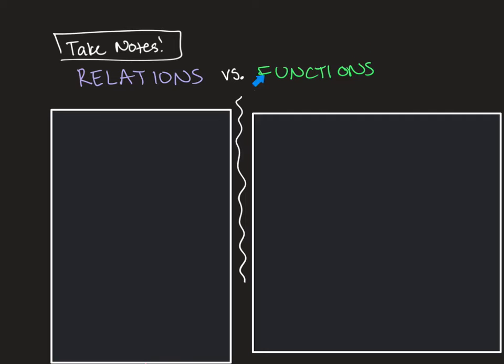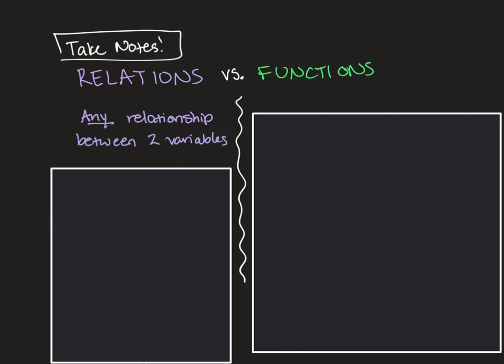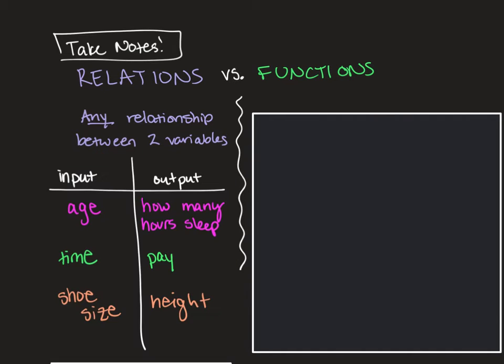To help us understand functions, it is necessary to know what a relation is. So first we're going to talk briefly about that. A relation is just any relationship between two variables. So you could talk about any of these. For each of them, you're going to have an input and you're going to have an output.